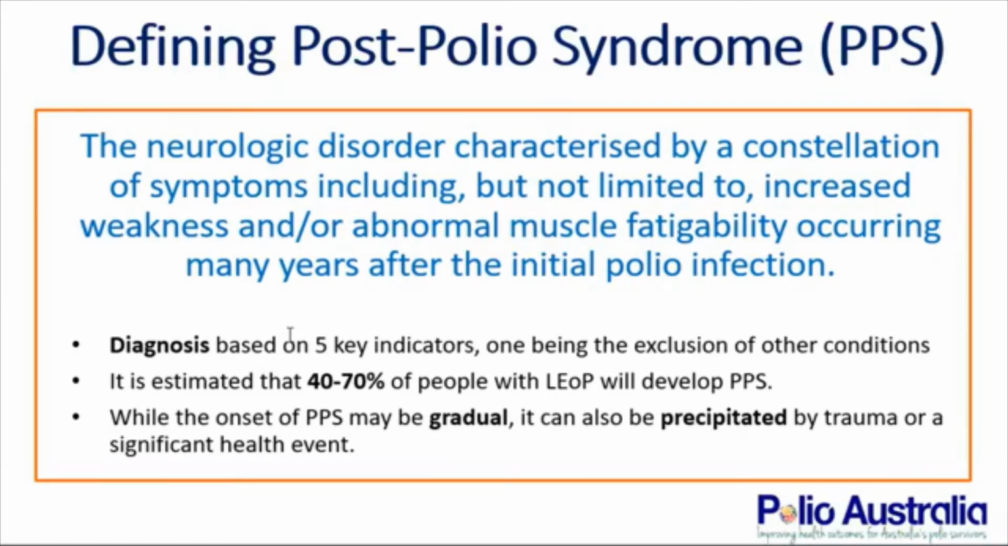Post-polio syndrome is an actual diagnosis, with a specific ICD-10 or 11 code. I'm going to go through those key indicators, but it is worth noting that an estimated 40 to 70% of people with late effects of polio will develop post-polio syndrome. We're going to look at that in a few slides. And also on the next slide, we're going to talk about the onset of post-polio syndrome, how it's precipitated, and the risk of developing it if you have had polio. But back to the diagnosis and the 5 key indicators.